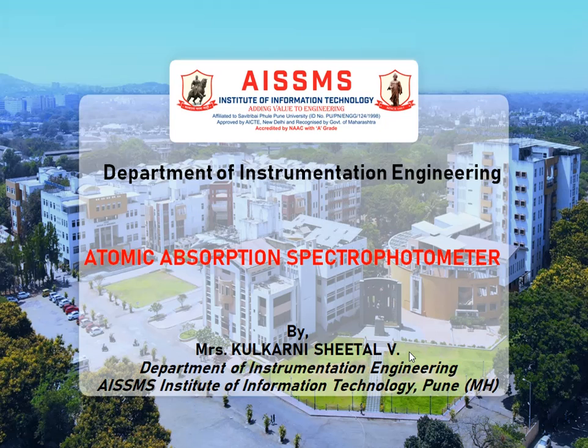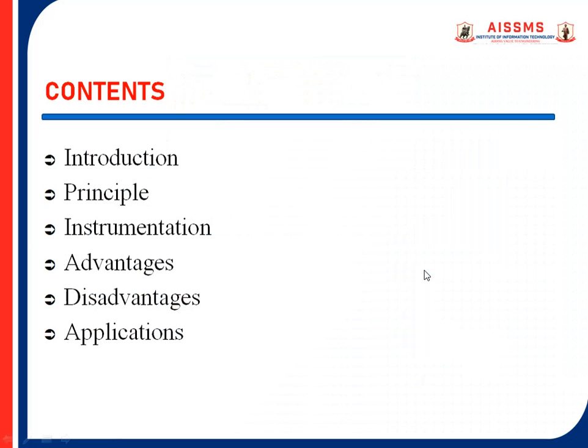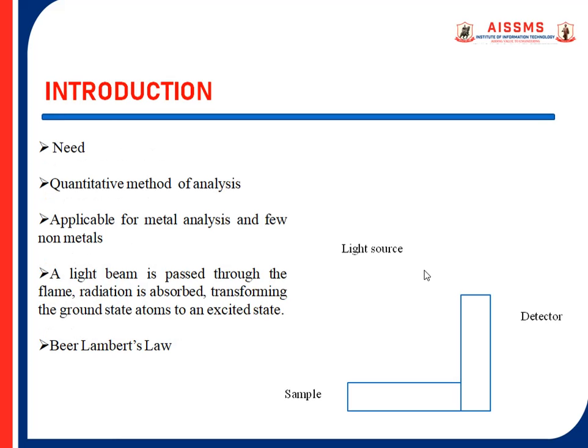In this video, I am going to discuss Atomic Absorption Spectrophotometer. Contents are Introduction, Principle, Instrumentation, Advantages, Disadvantages and Applications. Atomic absorption spectroscopy is an analytical technique based on the absorption of radiant energy by atoms.